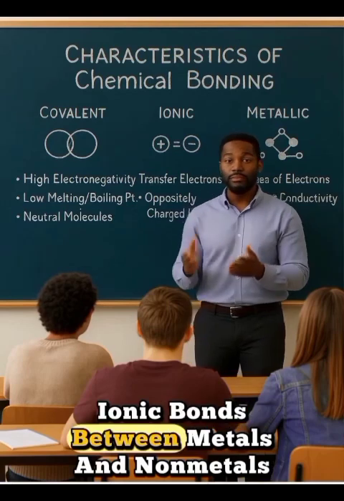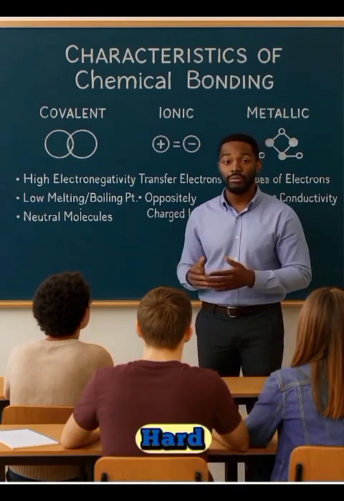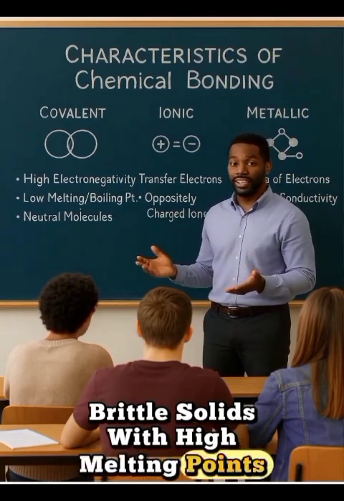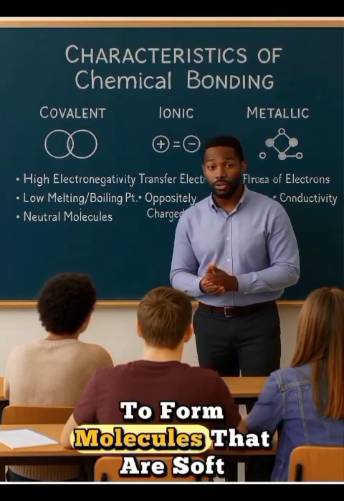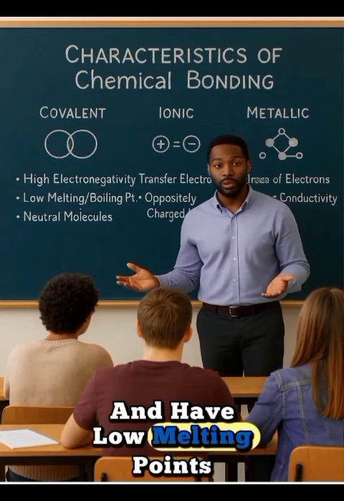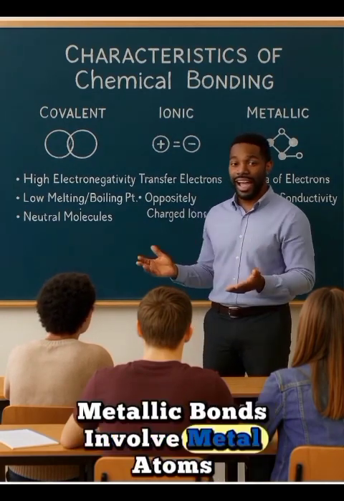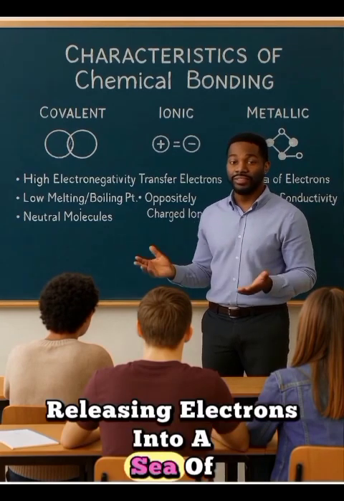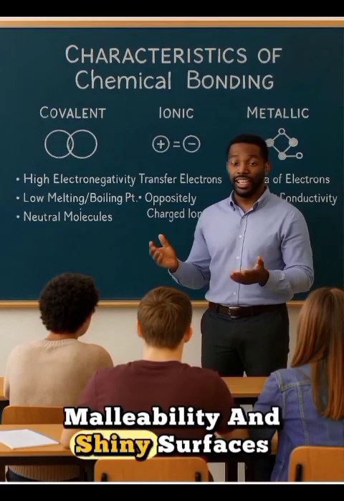Ionic bonds form between metals and nonmetals, creating strong electrostatic forces and resulting in hard, brittle solids with high melting points. Covalent bonds form between nonmetals, sharing electrons to form molecules that are soft and have low melting points, existing as gases or liquids. Metallic bonds involve metal atoms releasing electrons into a sea of electrons, giving metals their conductivity, malleability, and shiny surfaces.